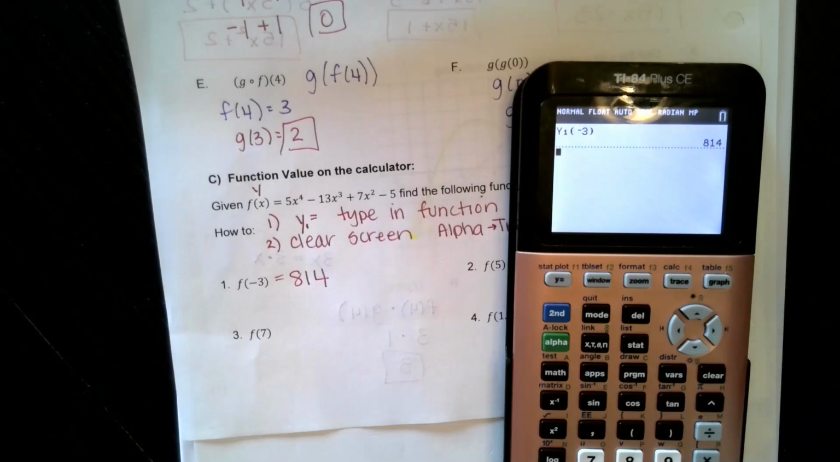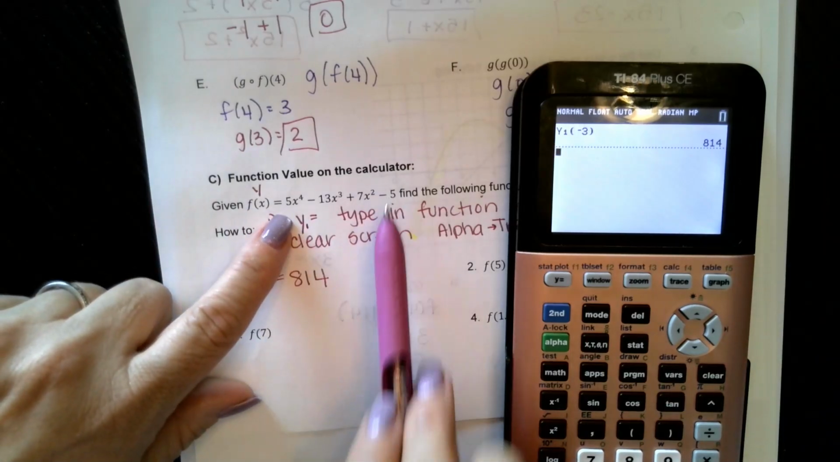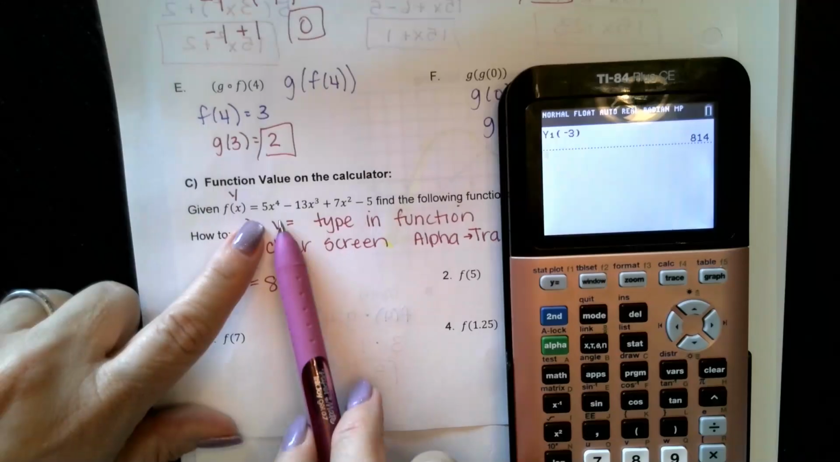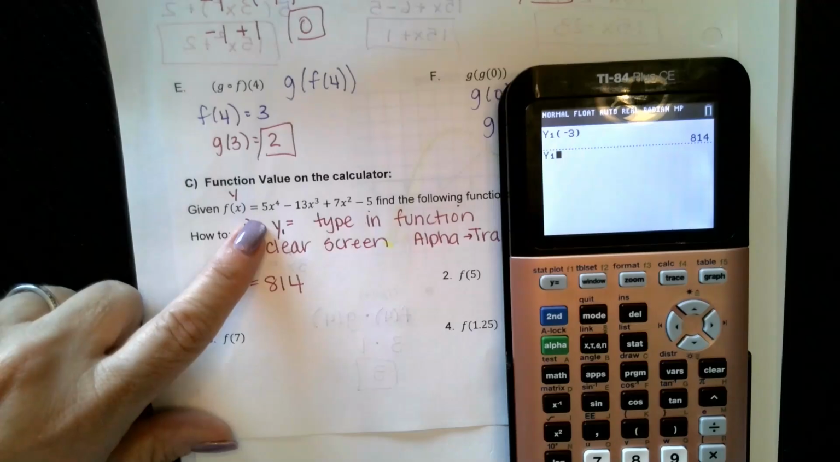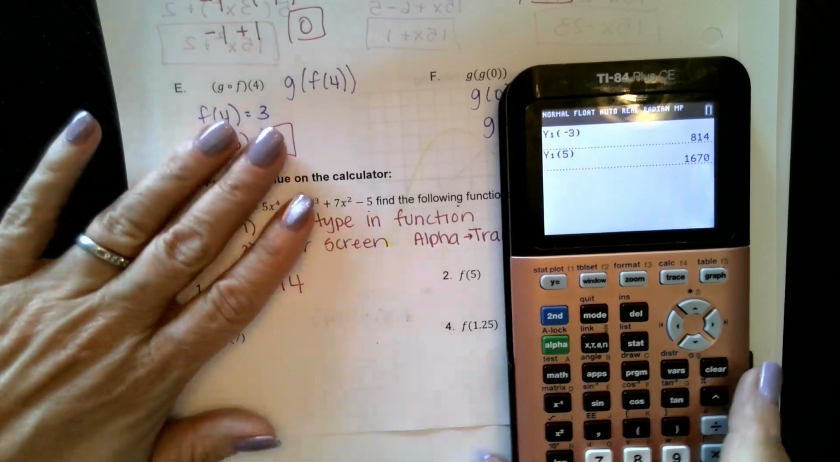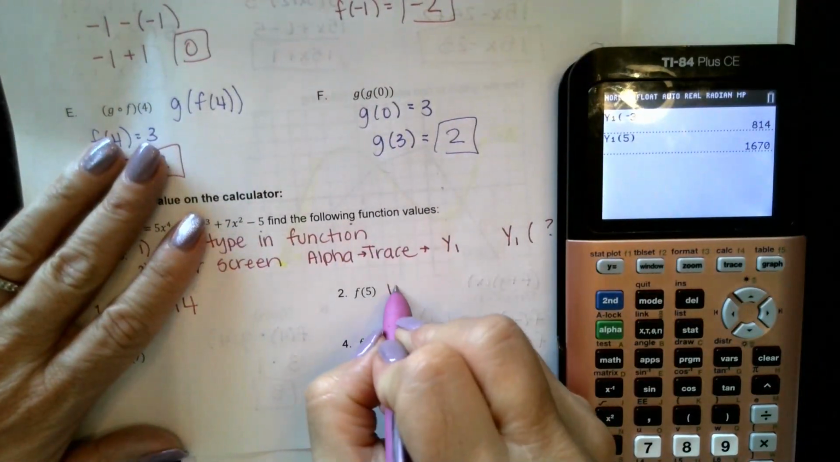Now, what's nice about this is I don't have to retype the whole thing and change it for number 2 and put a 5 in. I'm going to just do the same thing. Alpha trace, y1, parentheses, I want to plug in 5. And so my value now is 1670.